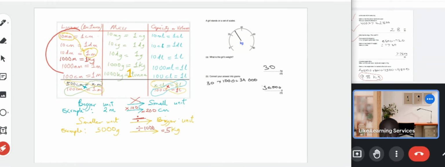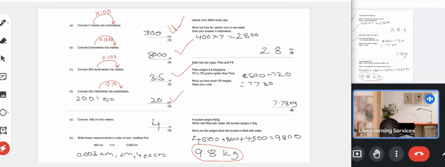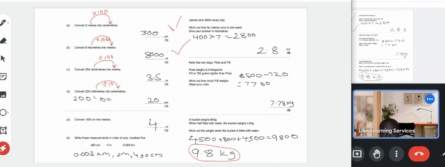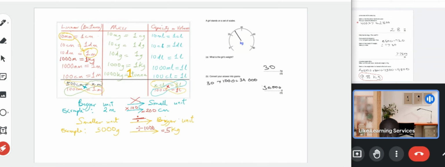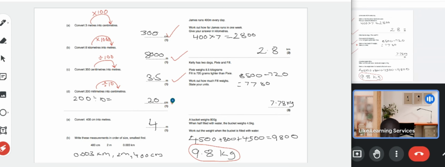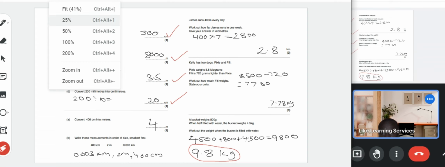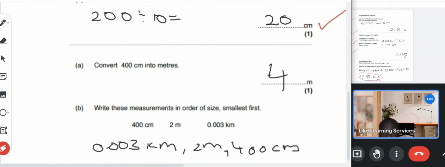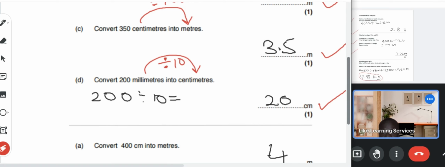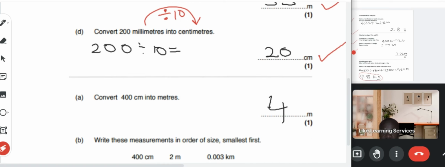All of this we can know why. Millimeter to centimeter. You have to have 10 millimeters to make 1 centimeter, so the conversion rate is 10. Okay, 400 centimeter into meter. What did you do? Because it's smaller to bigger, you divided by 100. That's correct. Mark.